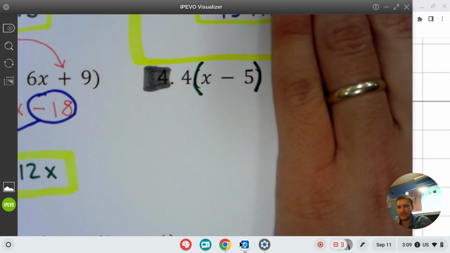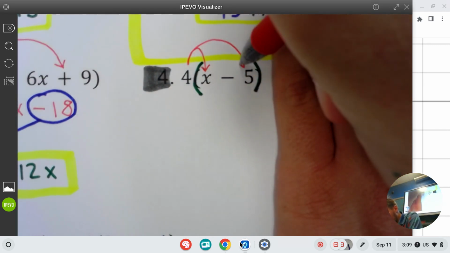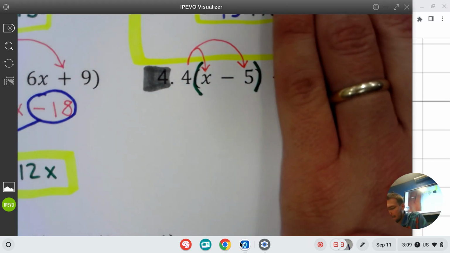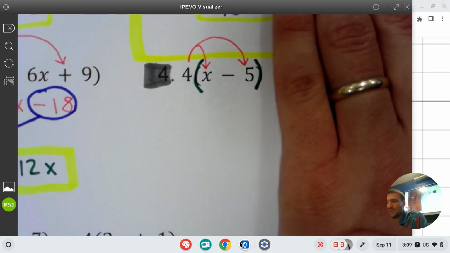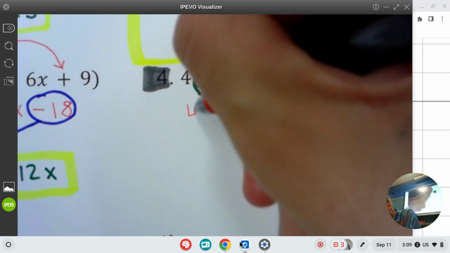So I'm going to look on the left. I'm going to do a little distributing. And what would my left fully distributed 2 terms be? Anybody got both of them? 4x minus 20.